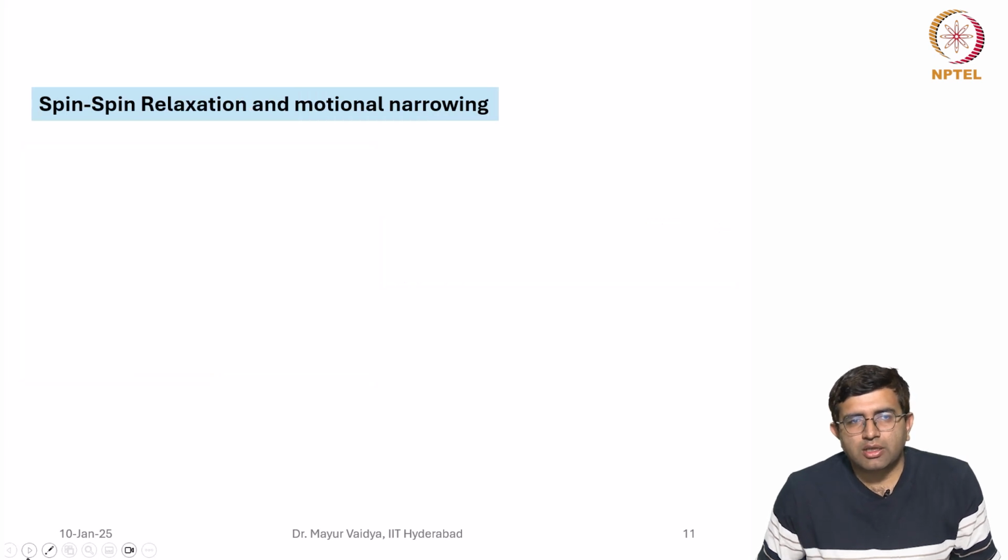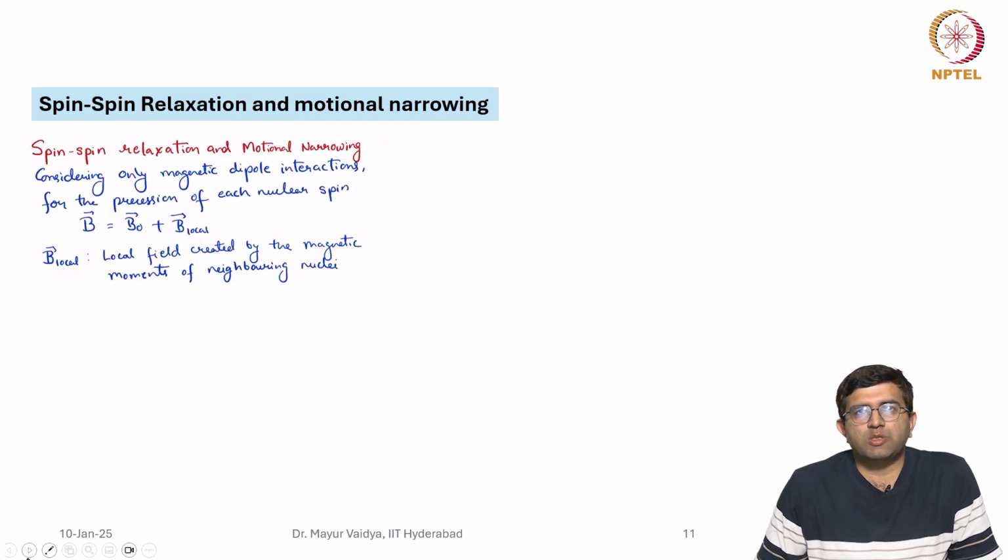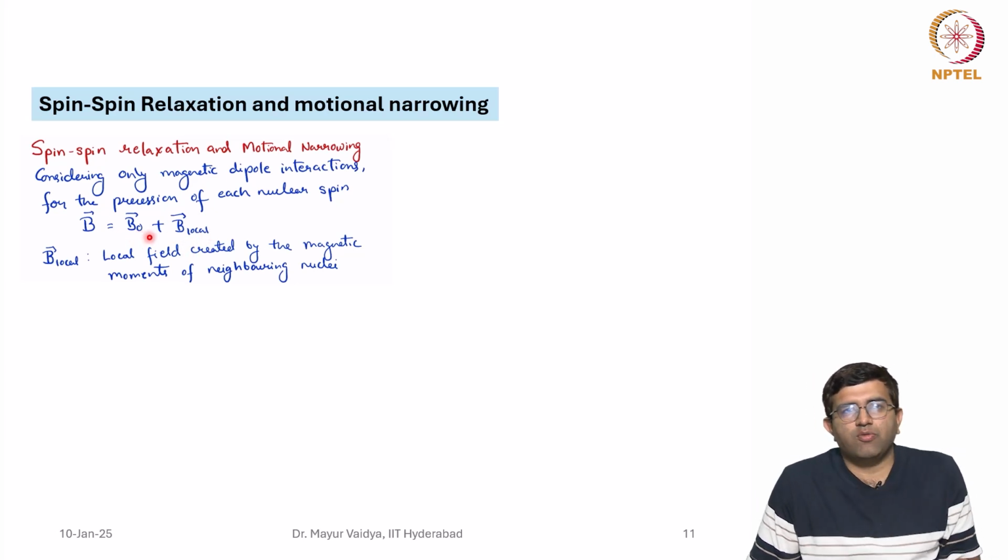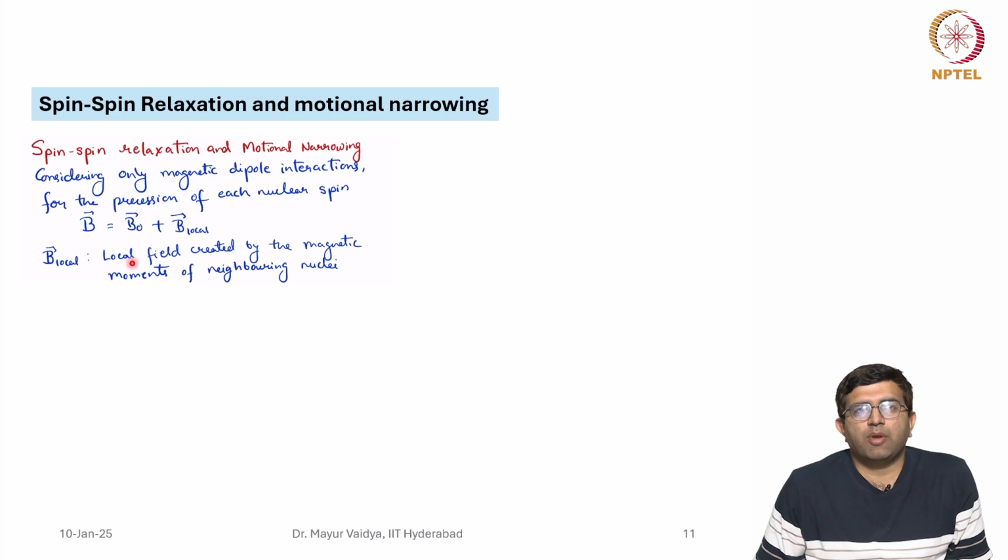Now, let us take the interesting case of the spin-spin relaxation and what is known as motional narrowing. If you only consider for a moment the magnetic dipole interactions for the precession of each nuclear spin, then the total magnetic field is B equal to B naught plus B local, where B naught is the static magnetic field that is initially applied, and B local is the local field created by the magnetic moments of the neighboring nuclei.